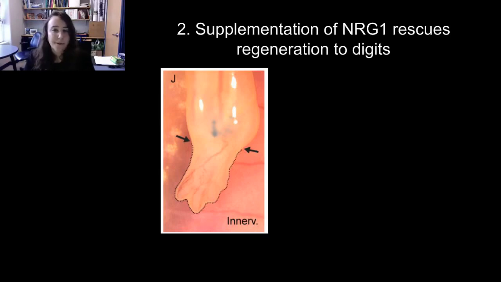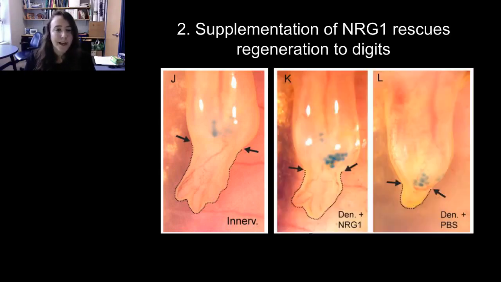And if you denervate at this point, you won't see any growth. I'll show you a picture of that in a moment. But we saw that when we added neuregulin-1, we did in fact get the formation of digits. They weren't well formed, they weren't exactly as beautiful as the control limbs were, but in comparison to the denervated limbs that only received PBS, they were really quite impressive and much larger.